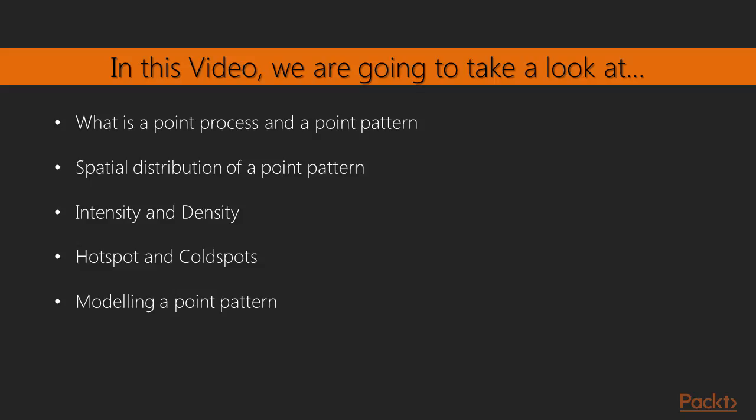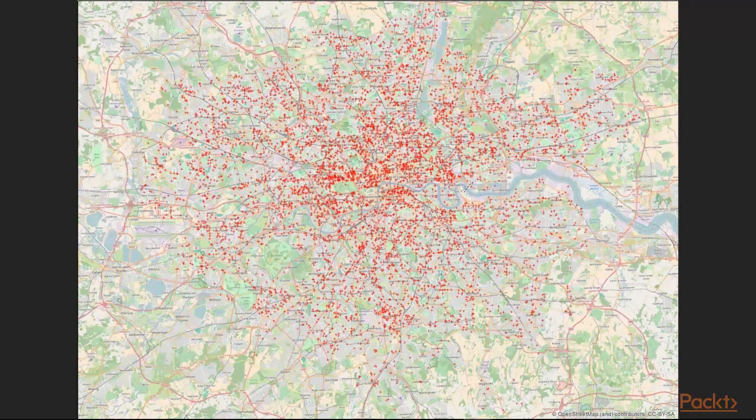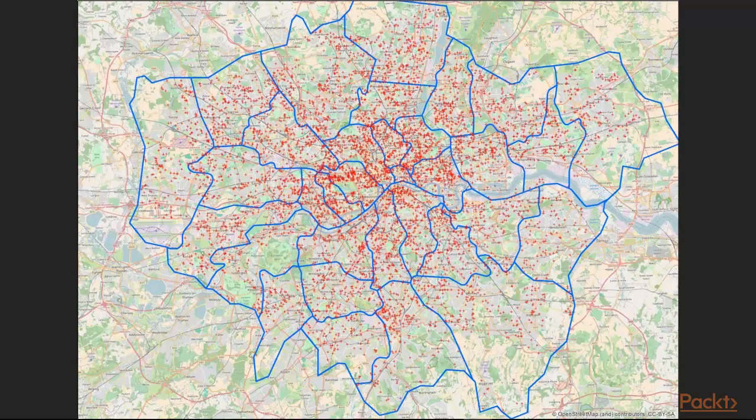pattern using covariates. In this image we are shown the location of all the burglaries that happened in London in the month of December 2015. These data are distributed under the Open Government Licence by the UK Police. A point pattern like this provides the location of objects or events that occurred in the study region. The aim of a point pattern analysis is to study the distribution of these events to gain insights into the process that produced them. This is what is referred to as a point process.